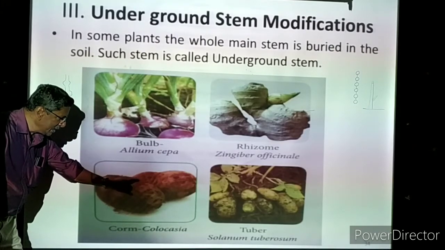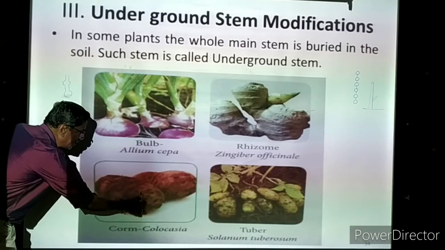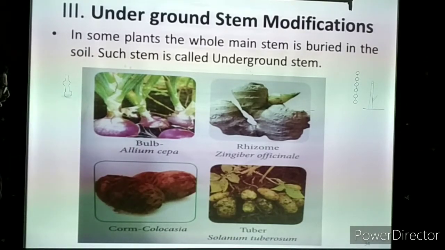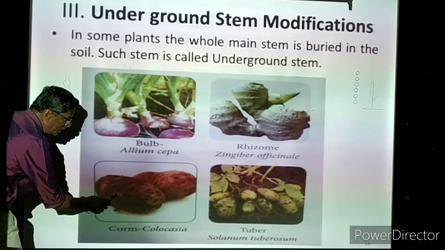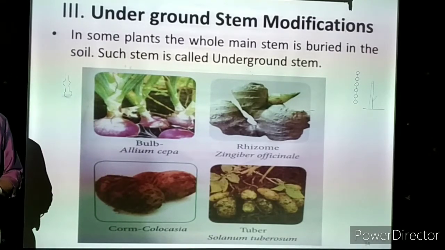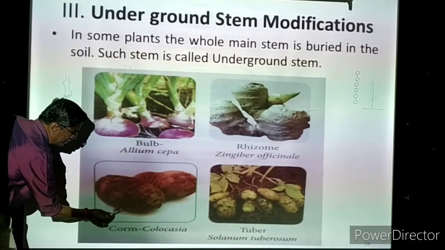It is a little harder. It has a brown colored outer covering. Over the outer covering, some ring-like structures you can see. The ring-like structures are called nodes. The brown covering that is present is called a scaly leaf. Scaly leaf means it is not a green leaf. It is a brown colored leaf-like structure.